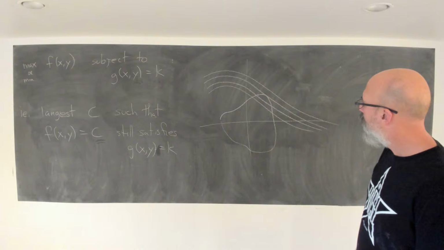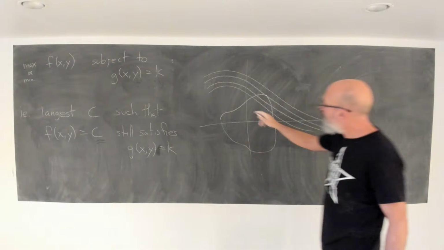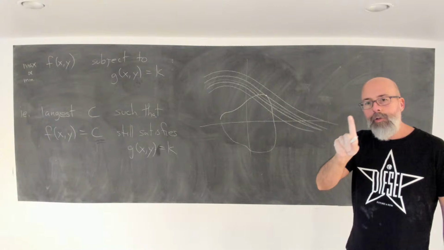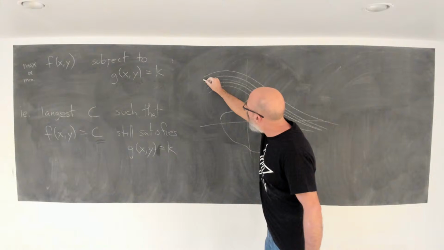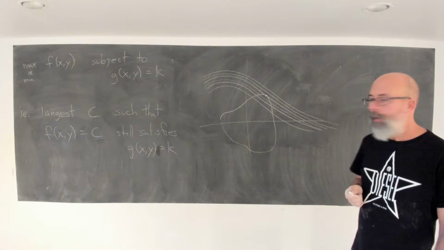And what are we looking for? We're looking for the largest value of c for which these two things still intersect. You see that c is allowed to vary. Here it intersects, here it intersects, and now suddenly, for this largest one, it only intersects at one point. And then it doesn't intersect anymore if you take c to be larger. So we're looking for this largest value of c for which they still intersect.